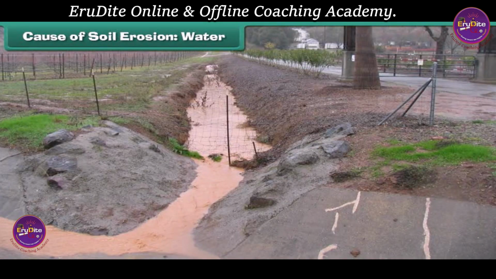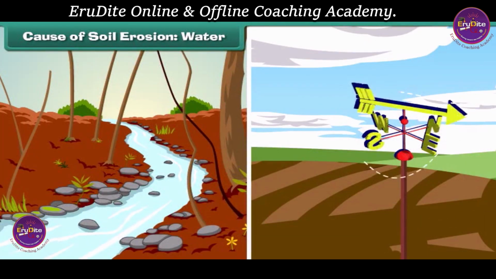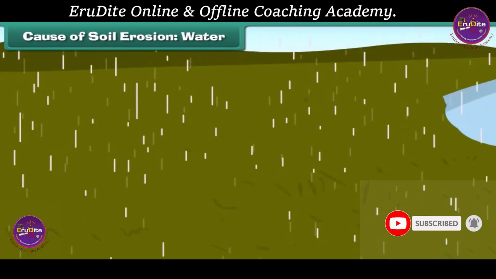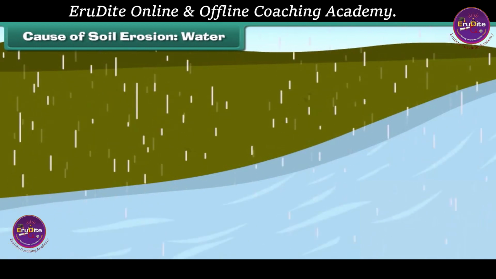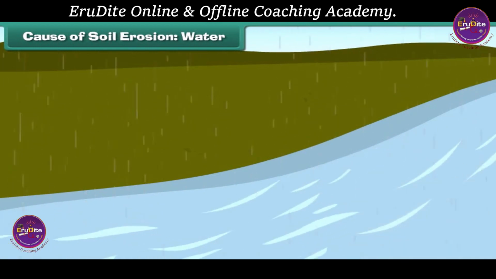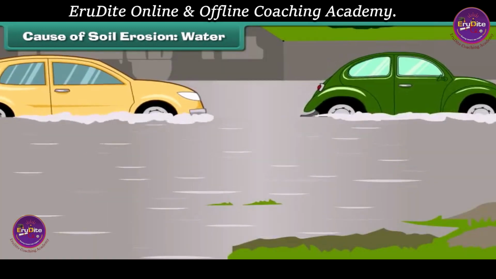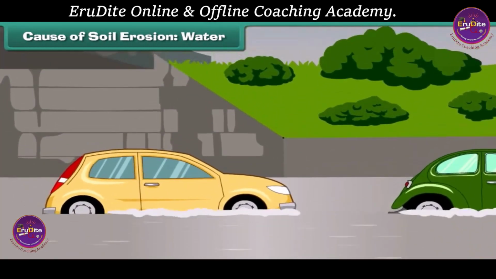Friends, come let us know the factors which cause soil erosion. The most common factors are water and wind movements. Water flowing through ground carries away soil with it. During rain, the soil particles are detached by raindrops. These soil particles are carried away by the running water. Floods are also the main cause behind soil erosion.